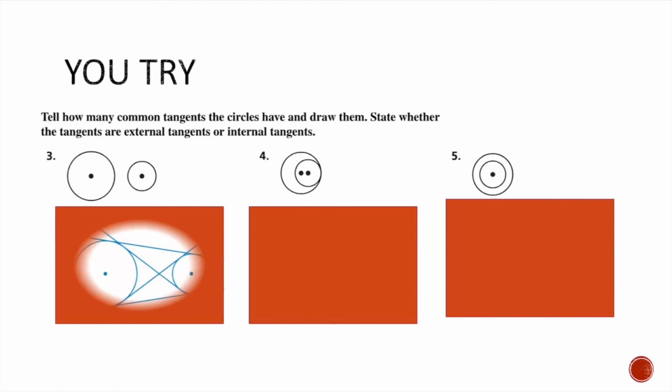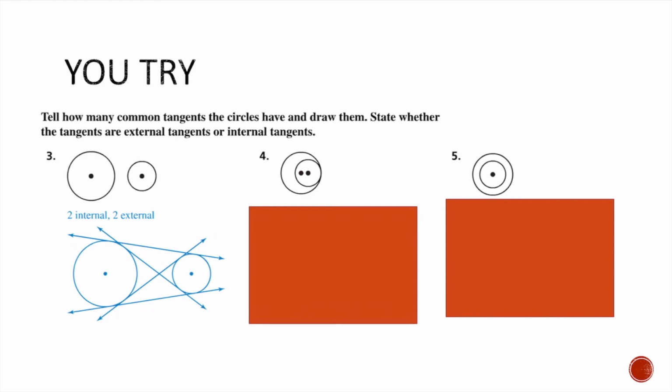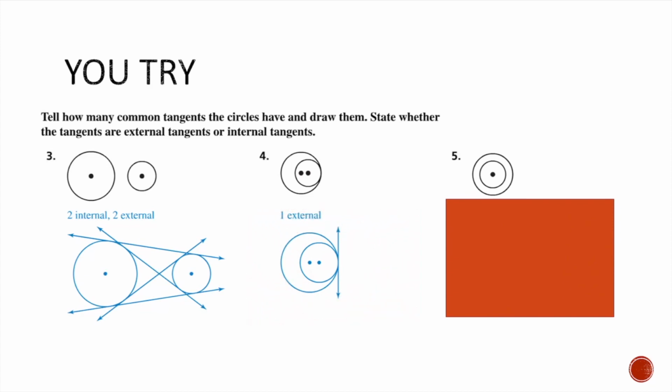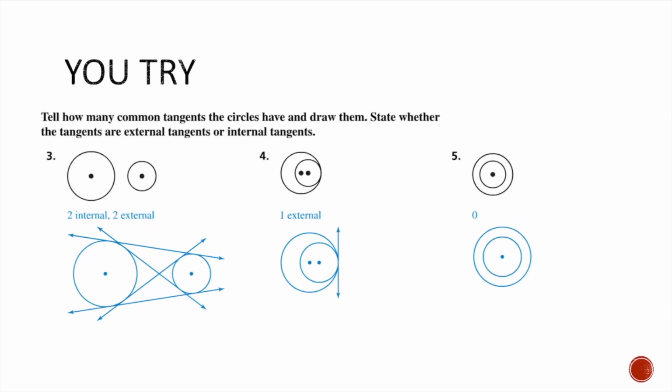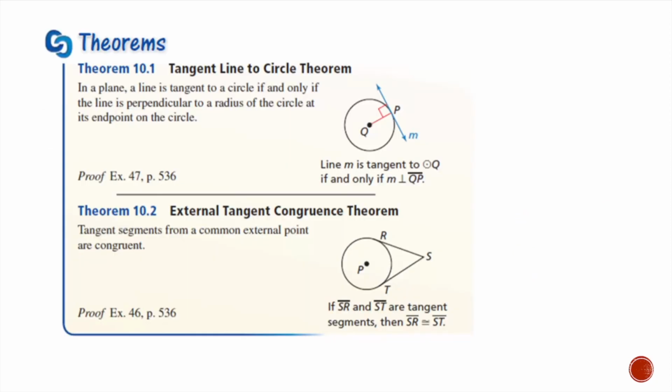Great. So you should have seen that these 2 circles have 2 internal, 2 external. Here we only have 1 external, and here I have none. Let's move on. Okay.